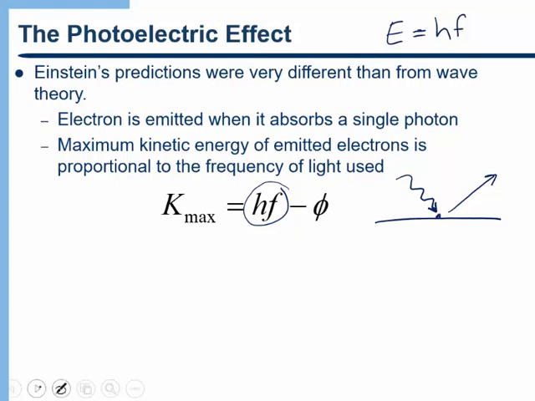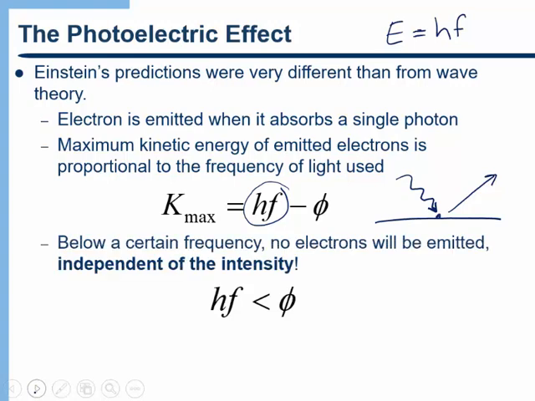Now, what's interesting about this, and where his predictions differ significantly from the classical wave theory, is that you'll notice if the frequency of our photon is too low, no electrons should be emitted, because at the very minimum, the photon has to carry enough energy to free the electron. So if the energy of the photon is less than the work function of the material, no electrons are going to be emitted. And it doesn't matter how many photons you send down. So the greater the amplitude simply means more photons. But no individual photon can interact with an electron in a way that it will free that electron.